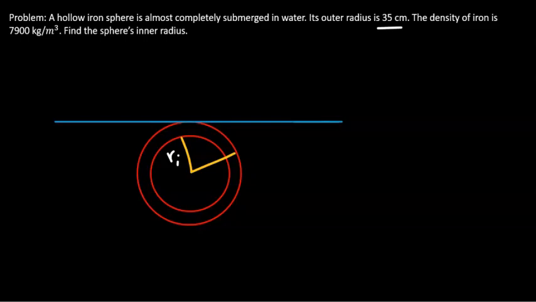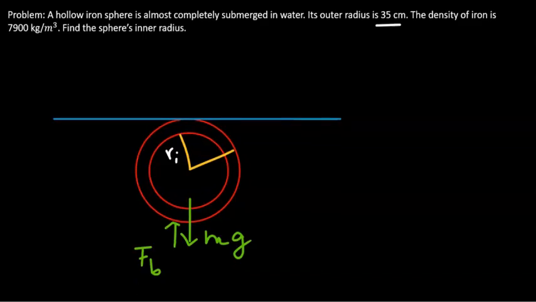So let's call the inner radius R sub I, and the outer radius is known to be 35 cm. As we have mentioned before, the free body diagram states the weight of that iron sphere is given by its mass times gravitational acceleration, and it's floating because the weight is balanced by the buoyant force due to that liquid acting upward on the hollow iron sphere. Let's call it F sub B. So equating the two forces, you get that.